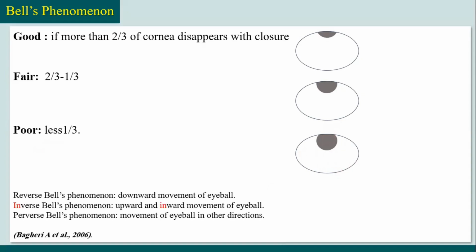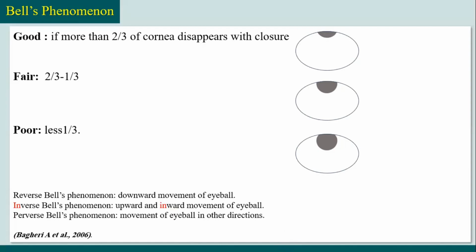There is no Bell's. There are some variations, if you are interested to know them, because we had a question about this before. There is something called the reverse Bell's. Reverse means the eye moves downward, not upward. And we have inverse, so the eye moves upward and inward instead of upward and outward. Normally the globe should move upward and outward, but if we have upward and inward, this is called inverse. And we have perverse, if they have a bizarre direction of the eyeball. But this is fancy stuff for me, but I brought them because some asked about them before.